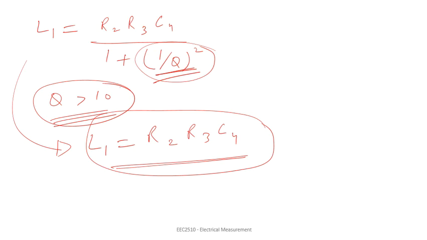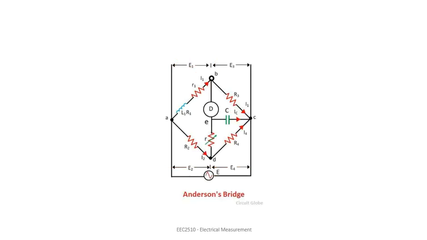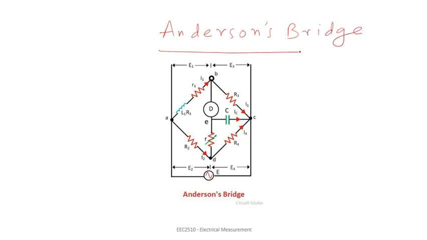Now let us move to the next type of bridge, and that is known as the Anderson's bridge. This is again a bridge circuit which is used for inductance measurement. Again you can see from its circuit that it's a modification of the Maxwell inductance capacitance bridge.